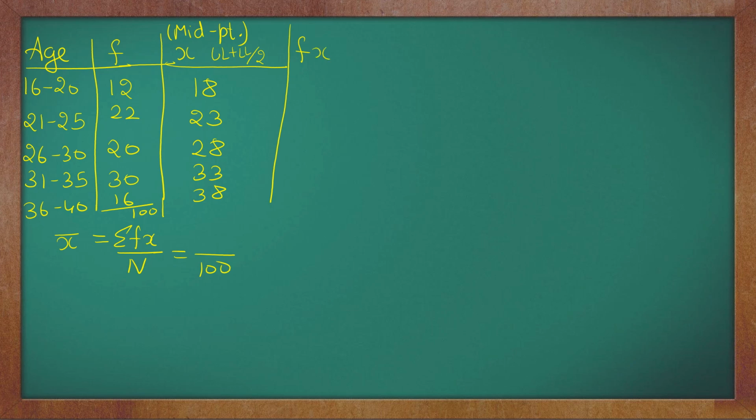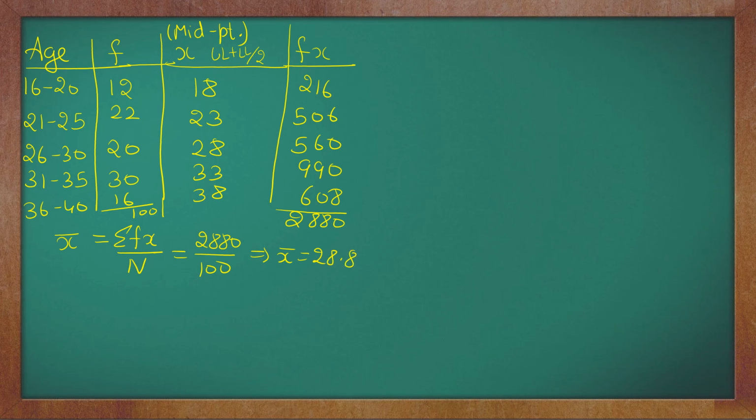Do you have f into x? No. Then calculate f multiplied by x. It's 216, 506, 560, 990, 608. Total is 2880. Please cross verify the calculation once also. And my x bar is 28.8. Done.